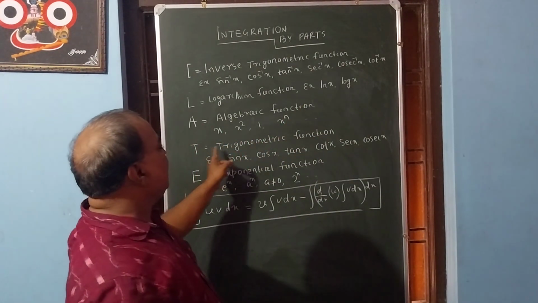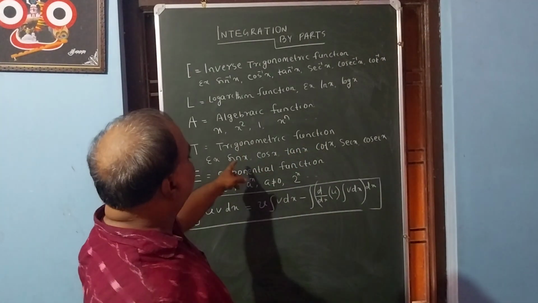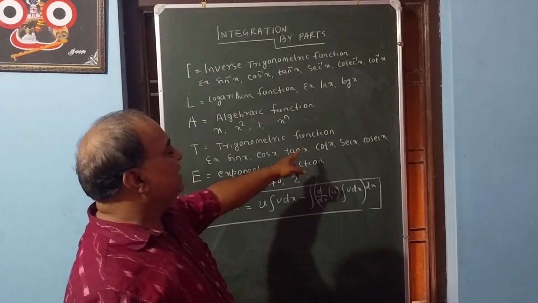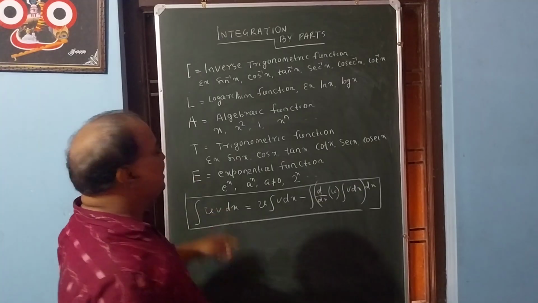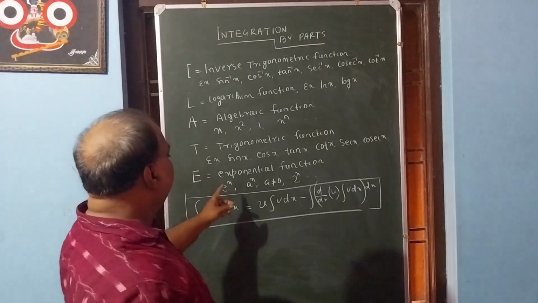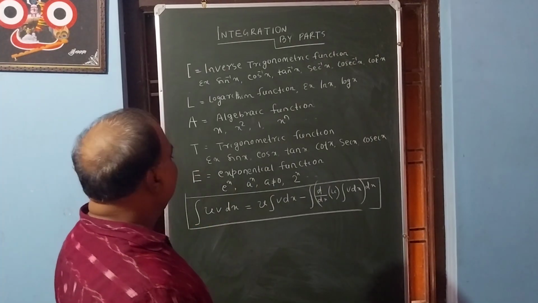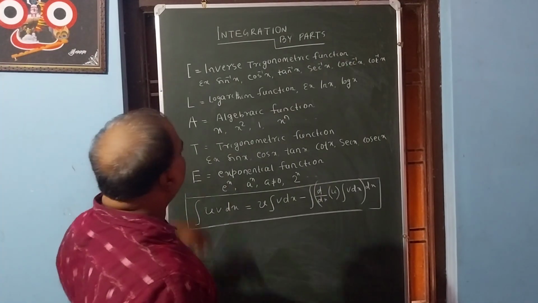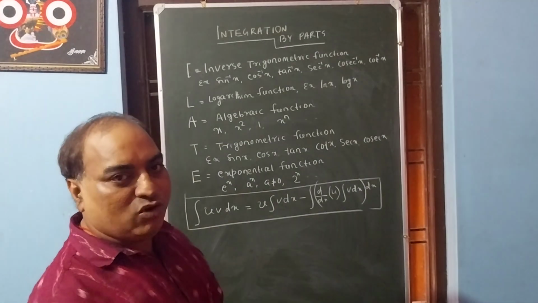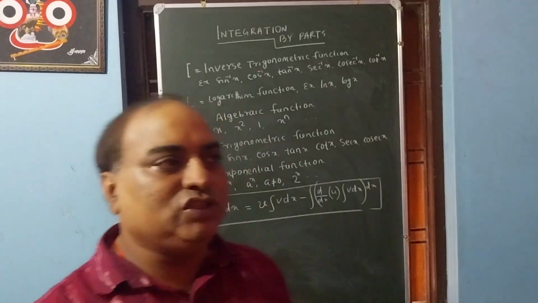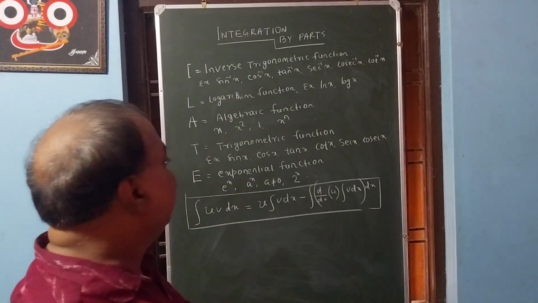Then T stands for trigonometric functions. There are 6 trigonometric functions: sin x, cos x, tan x, sec x, cot x, and cosec x. Next, E is the exponential function: e to the power x, a to the power x, 2 to the power x. So this is known as the formula called ILATE. I means inverse trigonometric function, L means logarithm function, A means algebraic function, T means trigonometric function, E means exponential function.